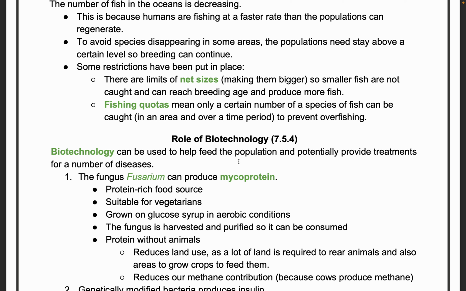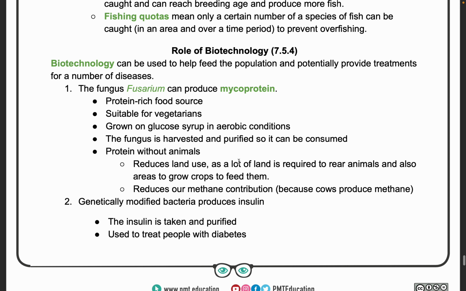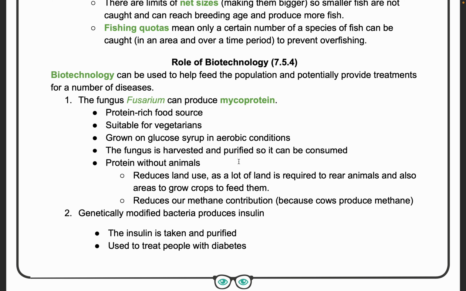How can we do that? There is a limit of net size, making them bigger so smaller fish are not caught, can reach breeding age and produce more fish. So if you allow the small fish to grow, you can take in the big fish alone. Okay. Fishing quotas means only a certain number of species of fishes can be caught in an area over only a certain period. Biotechnology. So how can biotechnology help you? That's what we have discussed now.